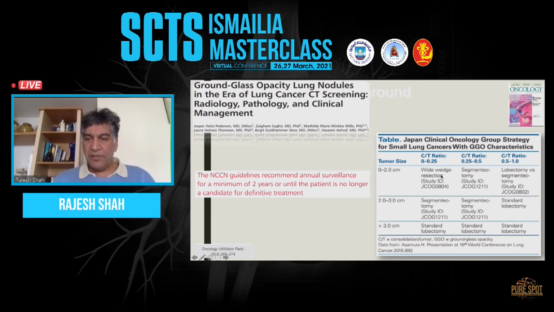And if they're less than 2 centimeters in size and the CT ratio is less than 0.25, a very select group of patients may be considered for wide wedge resection. But this is the subject of discussion, and also as the evidence of the randomized trial comes through, these guidelines might need to be revised.